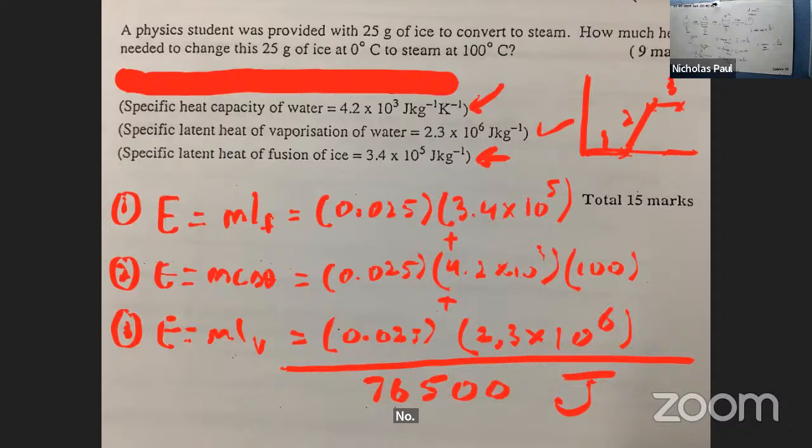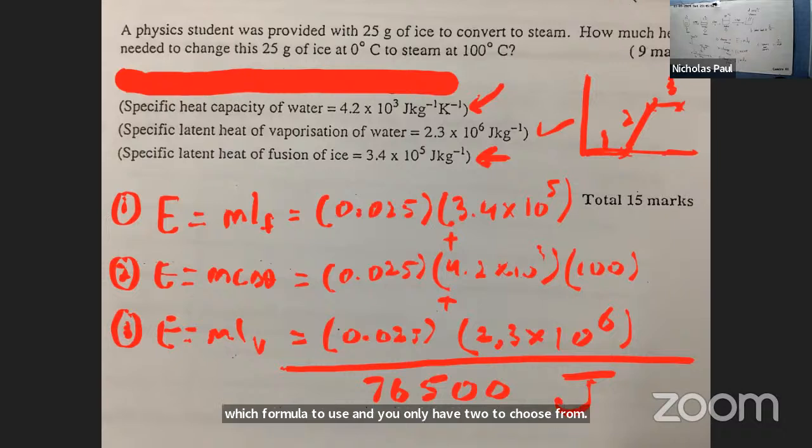Anybody confused? The hardest thing is figuring out which formula to use, and you only have two to choose from. You have a 50% chance of getting it right. So you should guess one, right?